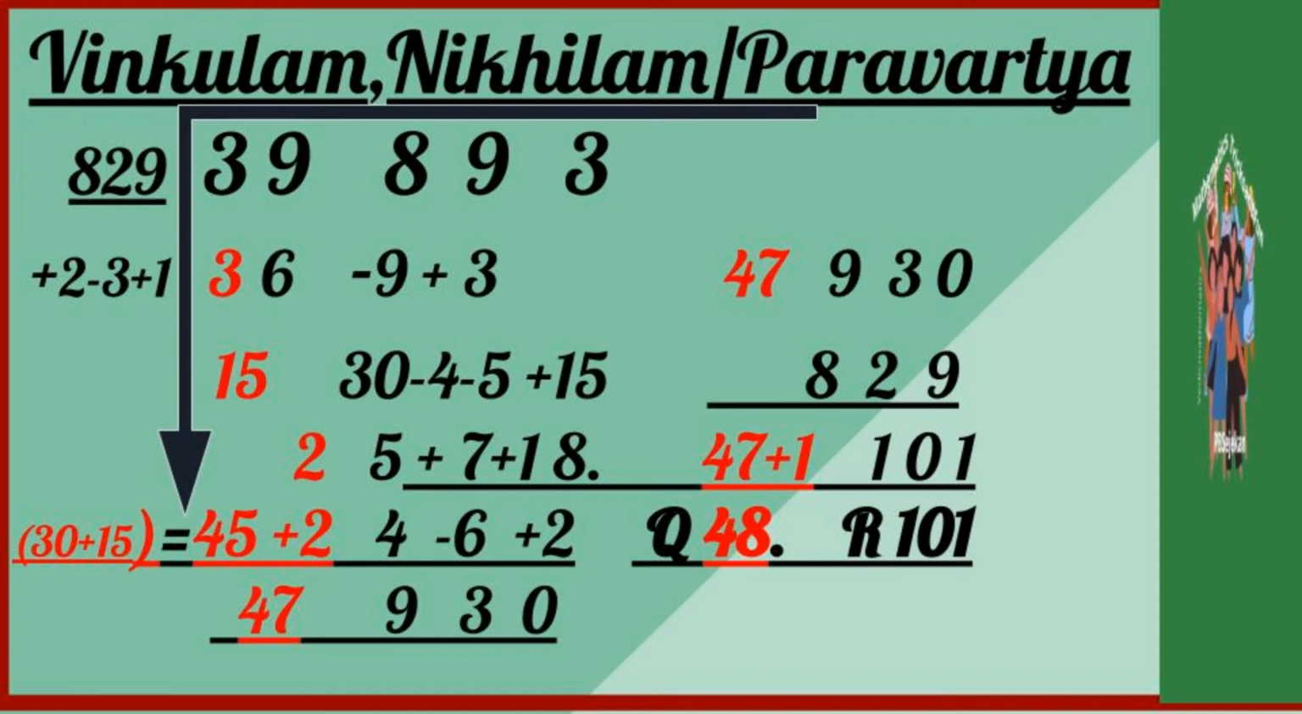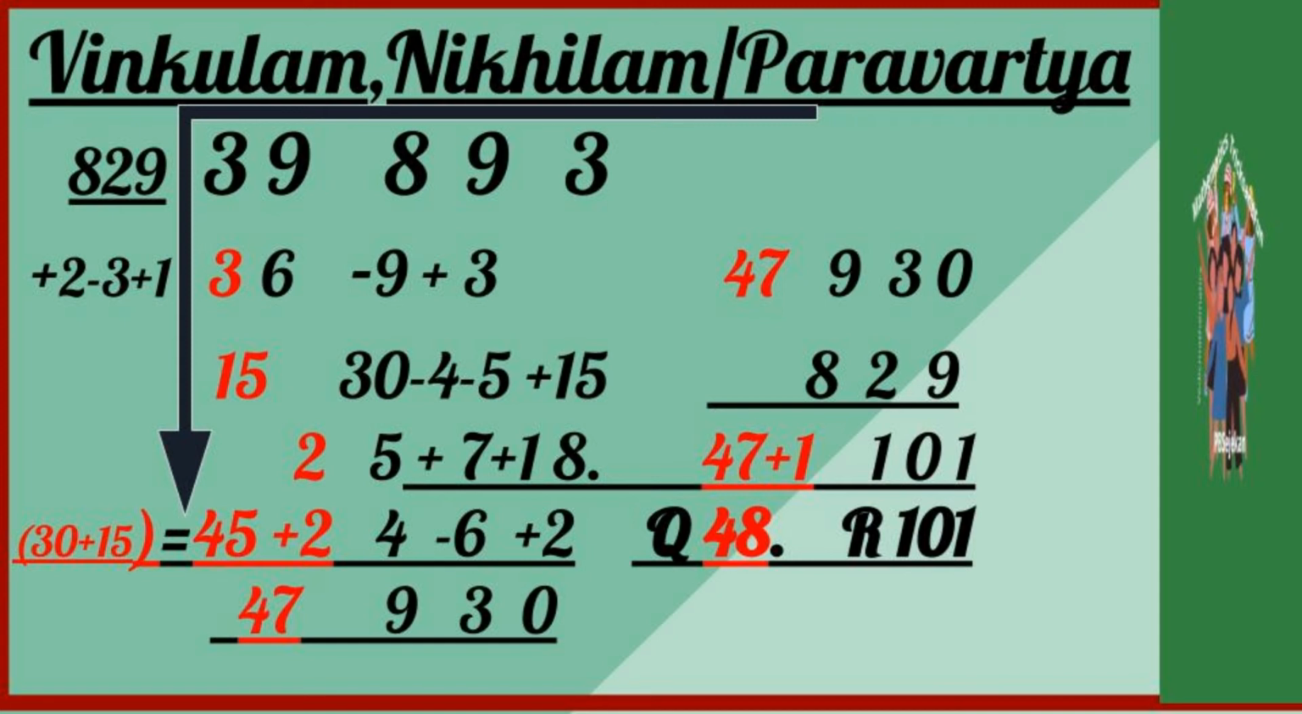Now 9 plus 6 is 15. So bring down 15 to the quotient side and multiply. 2, 3, 1 with 15 gives 30 minus 45 and 15. So adding 30, 30 and 15 on the quotient side gives 45, and on the remainder side when we take 15 plus 3 gives 18. 1 is carried over to the other side. 9 plus 3 minus 5 gives 7. 7 plus 1 is 8.